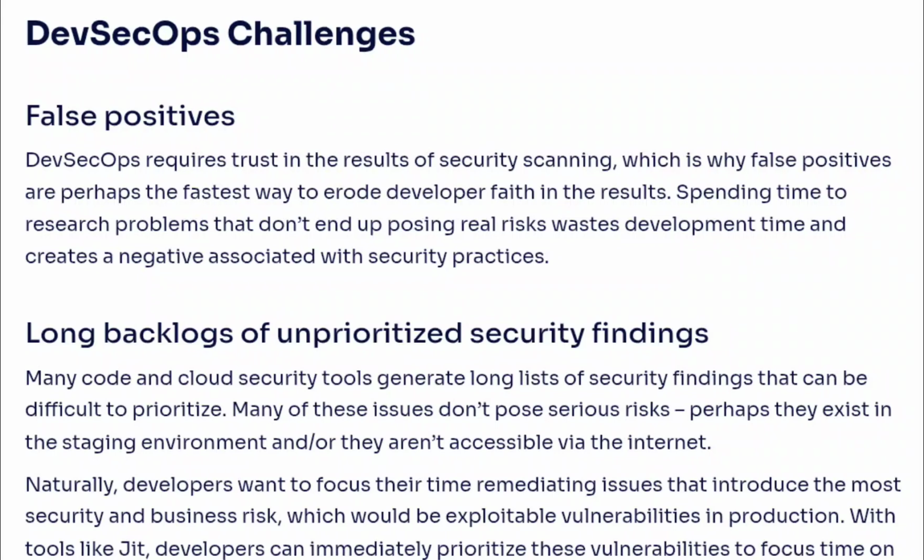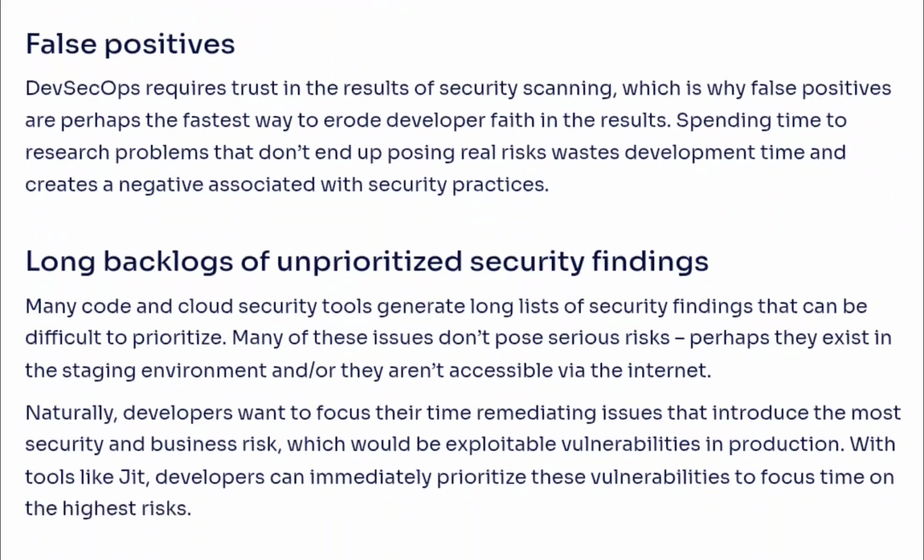The first one is false positives. DevSecOps requires trust in the results of security scanning, which is why false positives are perhaps the fastest way to erode developers' faith in the results. Spending time to research problems that don't end up posing real risks wastes developers' time and creates a new friction associated with the security best practices.